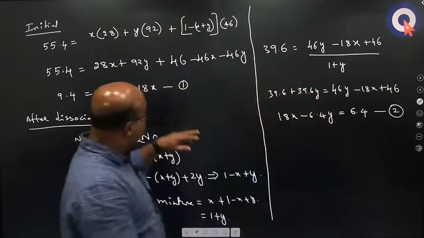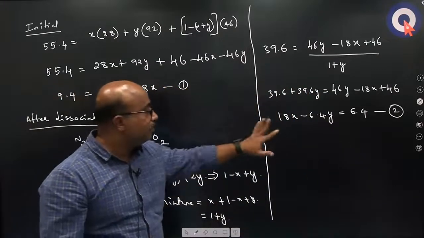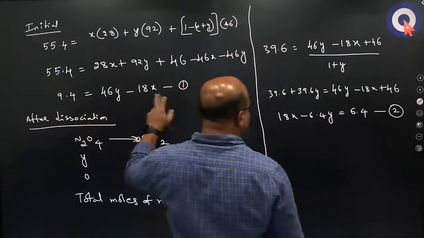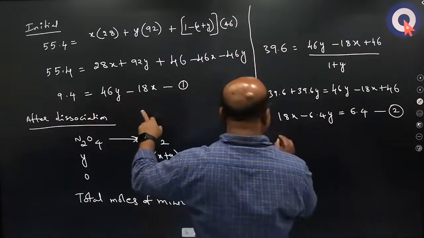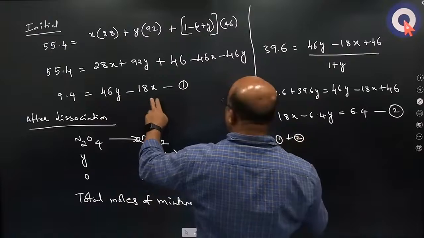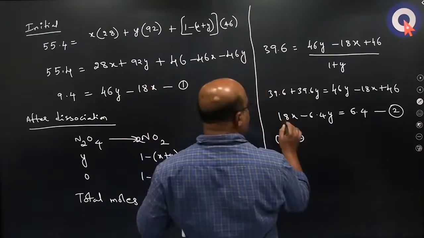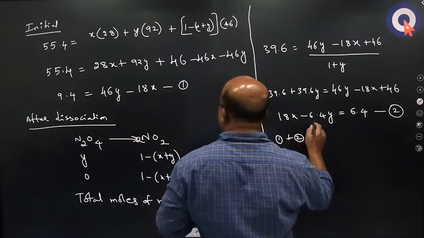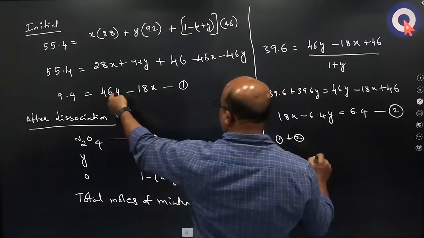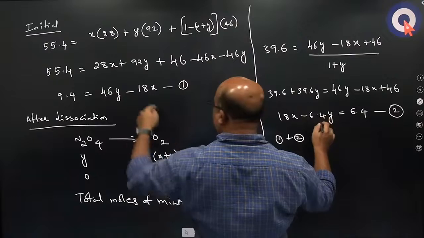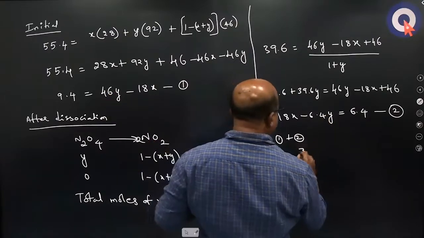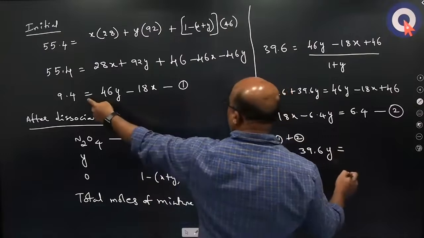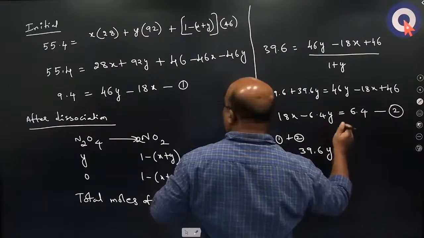So equation 1 and equation 2. Solving these two is a simple thing. If I do 1 plus 2, then this is minus 18x and this is plus 18x, so this gets cancelled. Then this is 46 and this is 6.4. If you remove 6, it is 40, and you remove another 0.4, so it becomes 39.6. Y is equal to, this is 6.4 and this is 9.4 and 6.4.